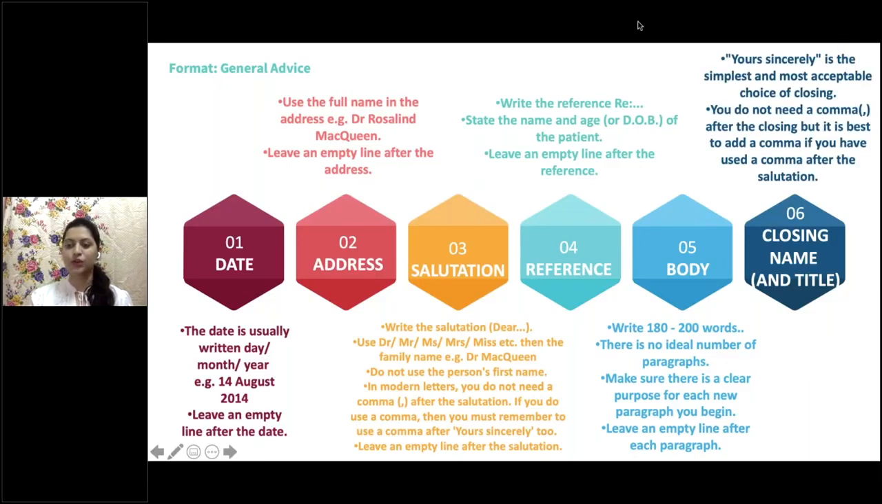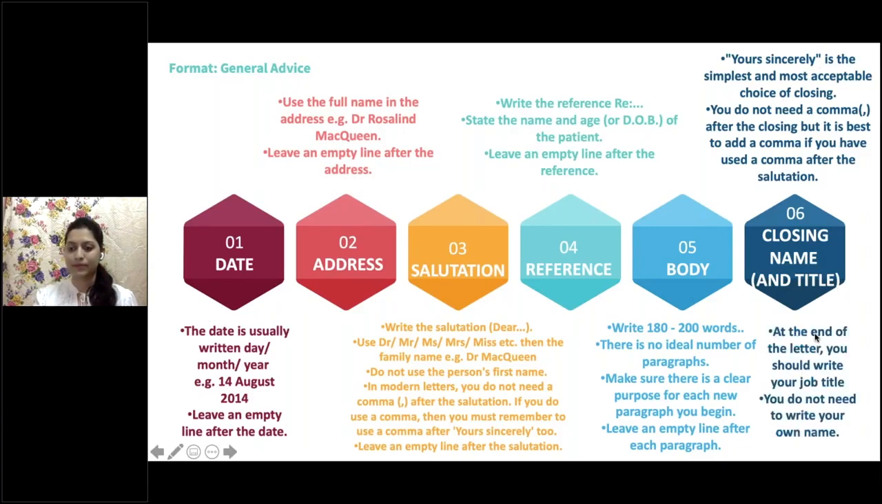Closing. Yours sincerely is the simplest and the most acceptable choice of closing. Again, as I mentioned, if you have used a comma after your salutation, you use a comma after yours sincerely. Otherwise, you don't. And at the end of the letter, you should write your job title, and it's your wish if you want to put your name or not. So basically, you put your name and then your designation.